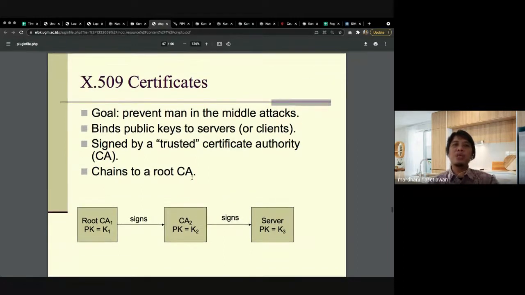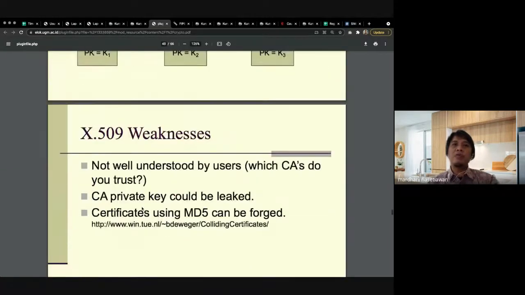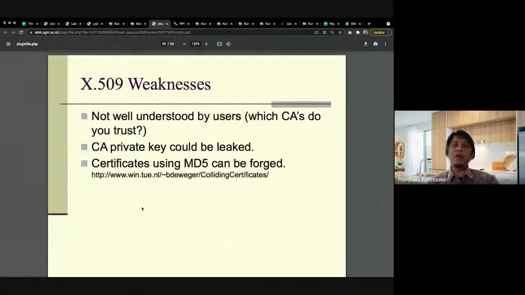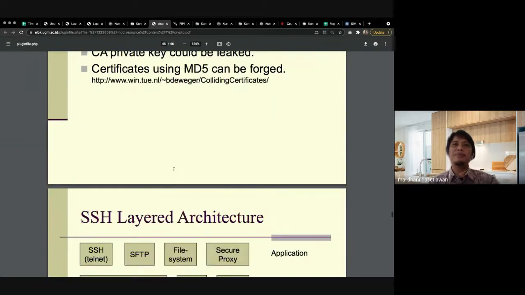The most important thing is that there are several processes of signing in every transmission. So that's very important, and that's why it's very secure. But of course, X.509 also has challenges and weaknesses. It's not well understood by users, and the CA private key could be leaked and forged also. So it's also something to consider.